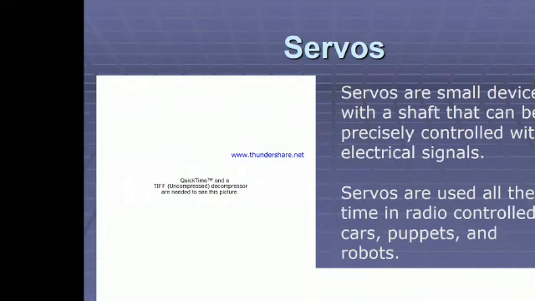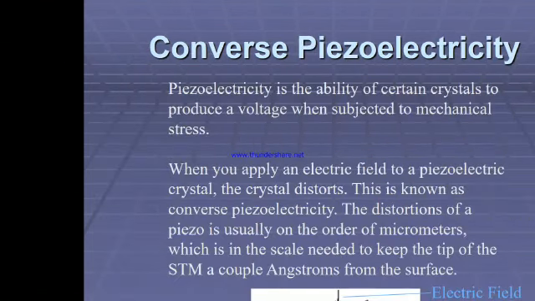So we'll talk about servos for a minute. Servos are small devices with a shaft that can be precisely controlled with electrical signals. In the valve timing trains of real cars, in modern days where the ECU is so prominent, electrically controlled servos do the job of the inlet valve and the outlet valve. An example is the i-VTEC system in your Honda petrol car.